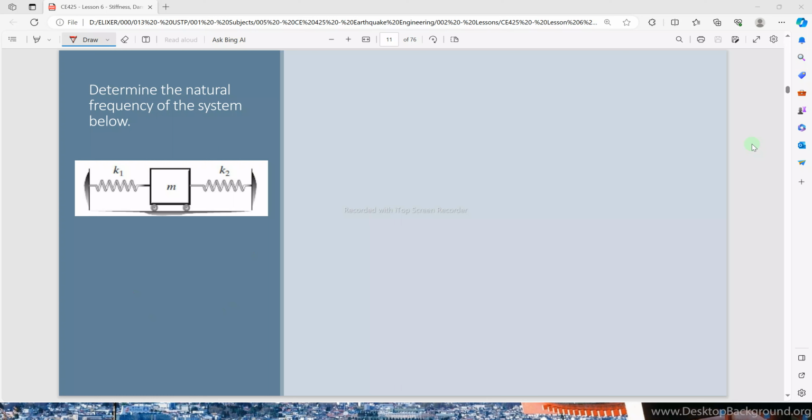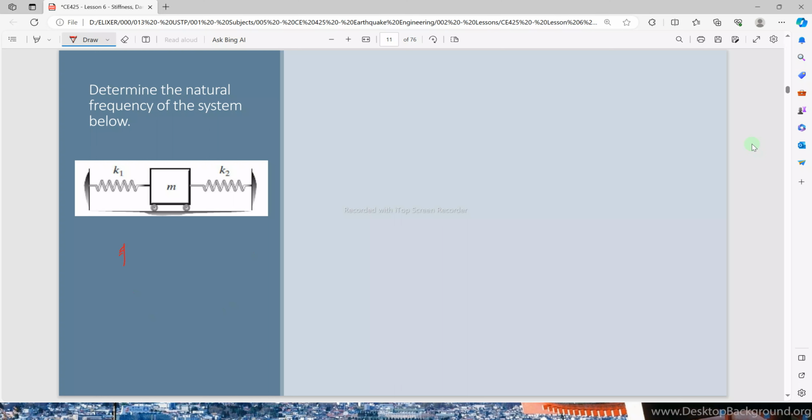On the left side of the screen, you have: determine the natural frequency of the system below. So we have a system here with stiffness K1 and stiffness K2 and a mass M. This is a simple system. First, we try to look: there is more than one stiffness here. Then we categorize, is it in series or is it in parallel?